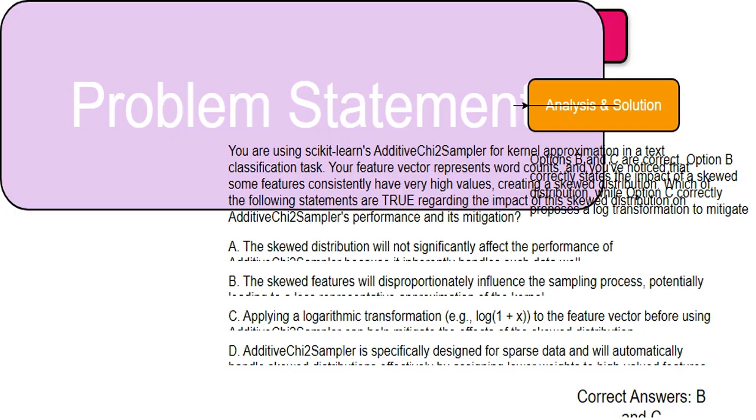I'm presenting a problem about using scikit-learn's AdditiveChi2Sampler for text classification. We're using word counts as features, but some features have extremely high values, creating a skewed distribution. The goal is to determine how this skew affects the AdditiveChi2Sampler's performance and how to fix it. We'll look at different options to understand what works and what doesn't.